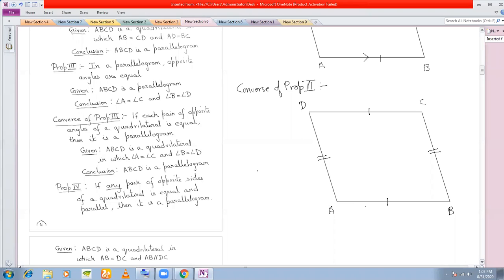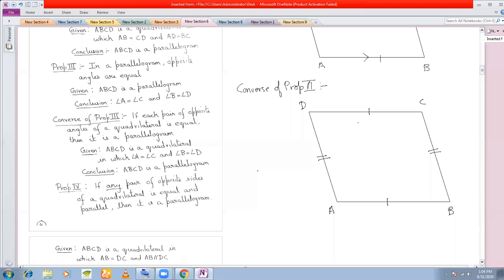Is it clear? Yes, sir. The difference between what is given to you and what you can conclude. What is given to you and what you can conclude. That is what you have to realize. You first have to see what is given, and according to whatever is given, you have to conclude.